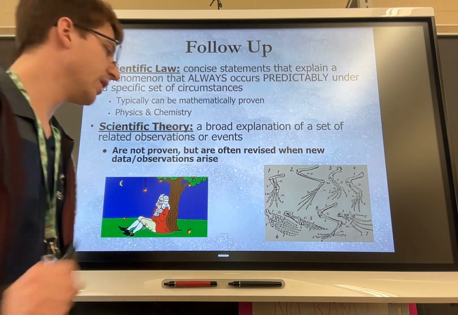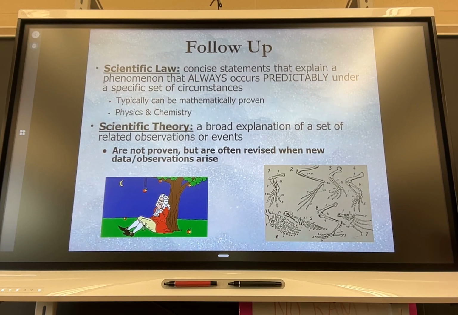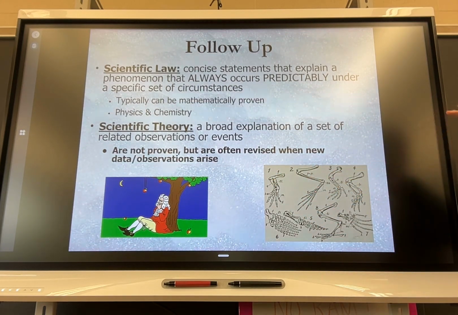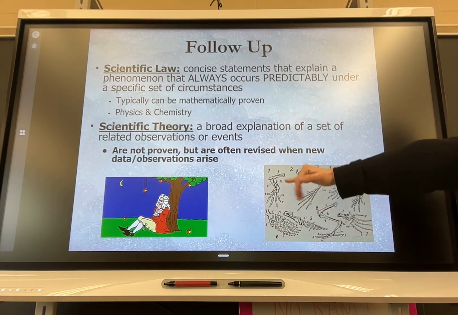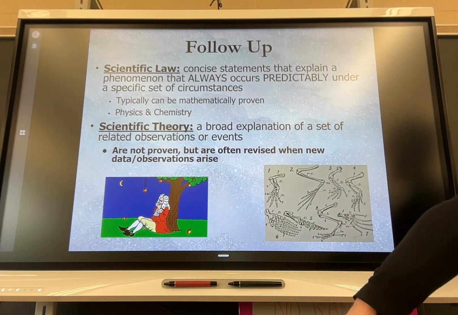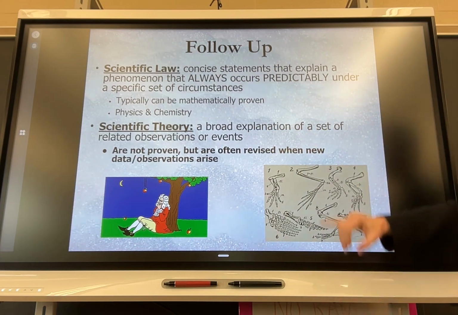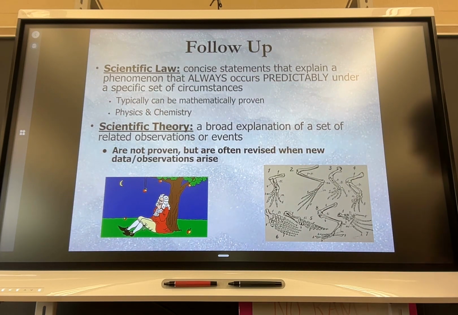So for example, a piece of evidence that we use to explain the theory of evolution is that different organisms all have the same bone structure, the same bones in their bodies as well as in their hands, and that comes from a common ancestor that we all shared at some point.